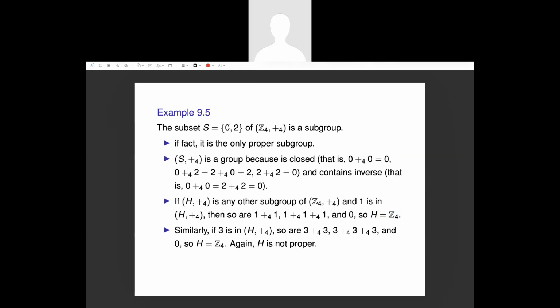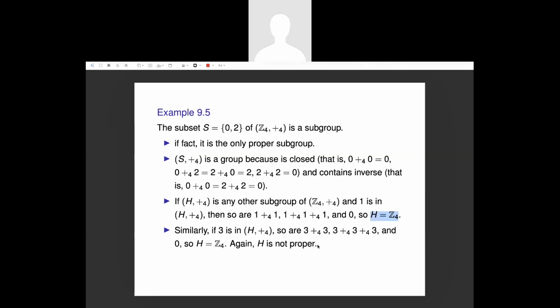Similarly, we check whether any other proper subgroup is possible under addition. If 1 belongs to H, then 1 plus 1 should be there, 1 plus 1 plus 1 should be there, and 0. So H is clearly Z4. 1 plus 1 is equal to 2, 1 plus 1 plus 1 is equal to 3, and 0. Similarly, if 3 is in H, then 3 plus 3 and 3 plus 3 plus 3, and 0. 3 plus 3 is equal to 6, which is 2, and 3 plus 3 plus 3 is 9, which is 1, then we have 0, so H is equal to Z4. So again H is not a proper subgroup.